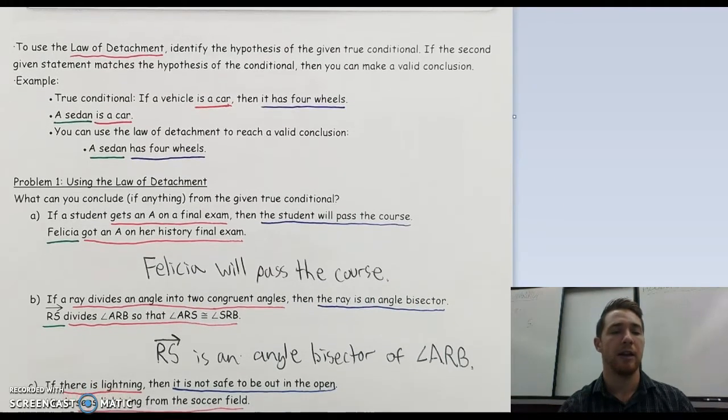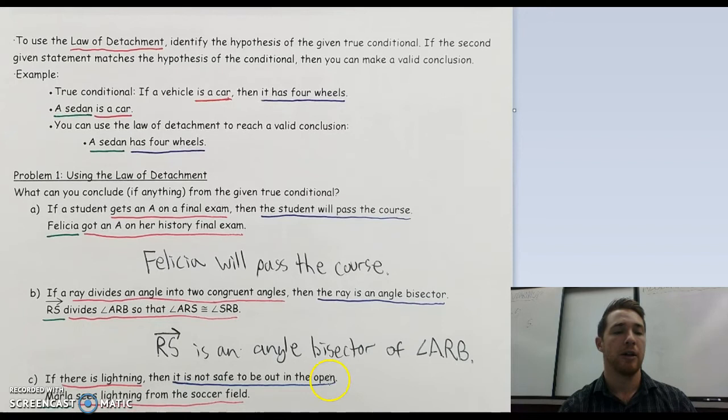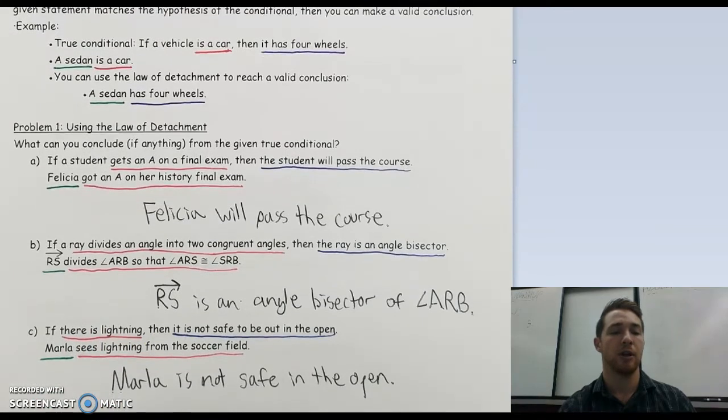Last one, if there's lightning, then it is not safe to be out in the open. Next statement, Marla sees lightning from the soccer field, so since that hypothesis matches, I must also reach that same conclusion. Marla is not safe in the open. Again, you kind of think detachment just gets more specific.